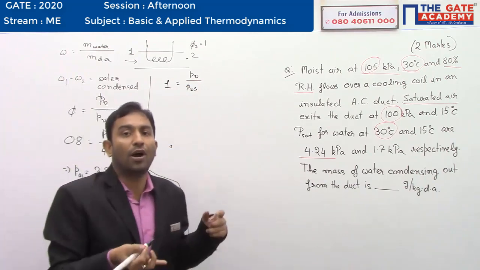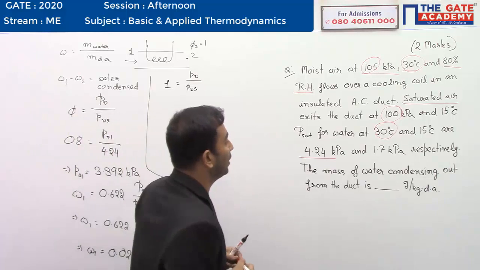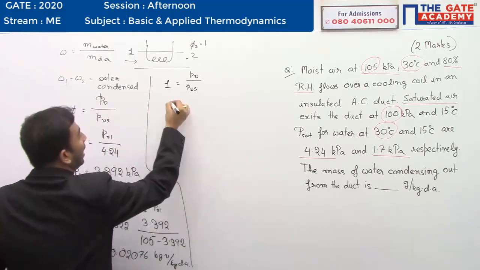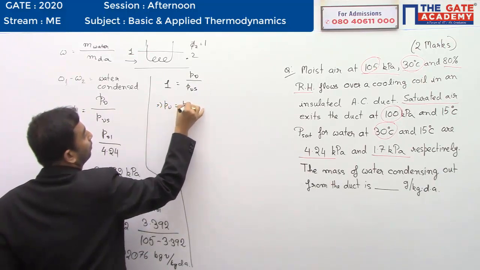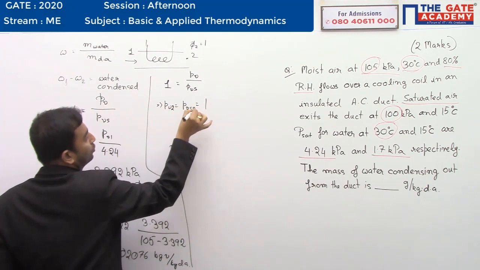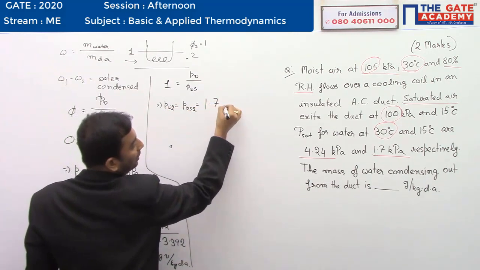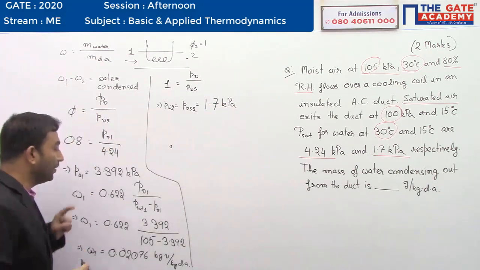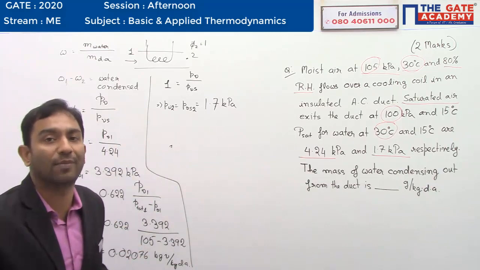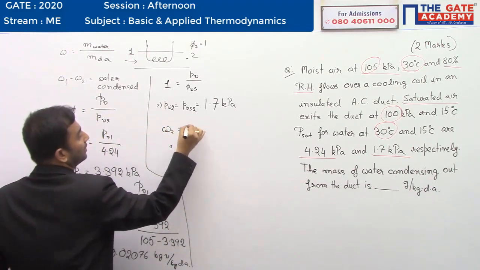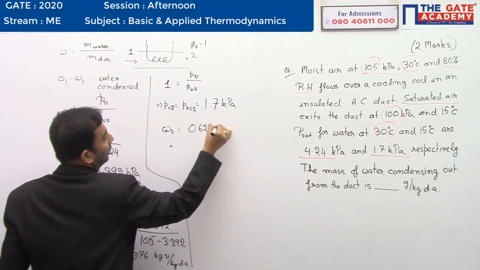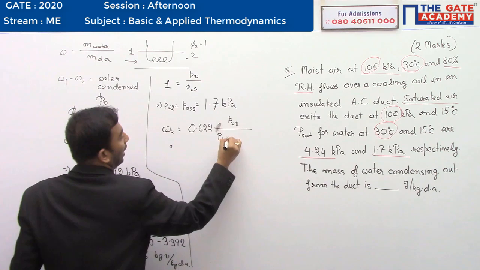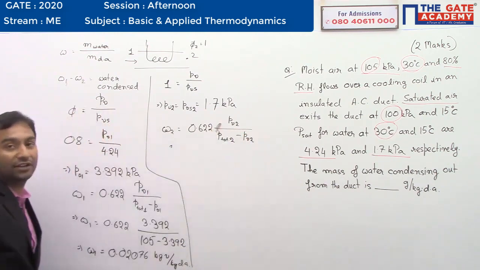At point 2, the vapor pressure under saturation condition is given as 1.7. Since the relative humidity is 1, I'll get PV2 equal to PVS, which is 1.7 kilopascal. Once I get the vapor pressure at point 2, I can easily find the specific humidity. Omega 2 is equal to 0.622 into PV2, divided by P total 2 minus PV2.